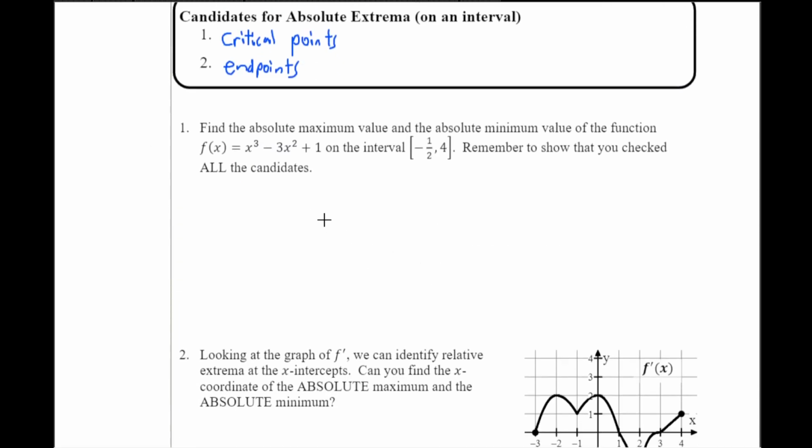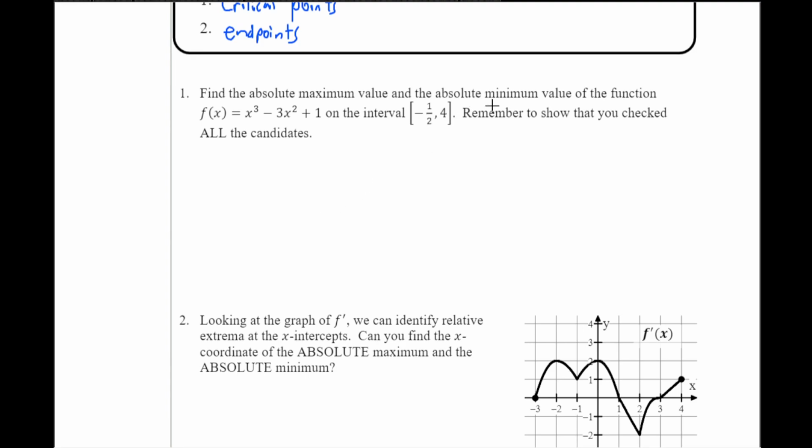So let's do an example problem. Find the absolute max and the absolute min of the function f of x on the interval -1/2 to 4. Remember to show that you checked all the candidates. So find the derivative. f prime of x is equal to 3x squared minus 6x, because all we're doing here is just finding the critical points. Set it equal to 0. 3x times x minus 2 is equal to 0. So you see the critical points here are x is equal to 0 and x is equal to 2.